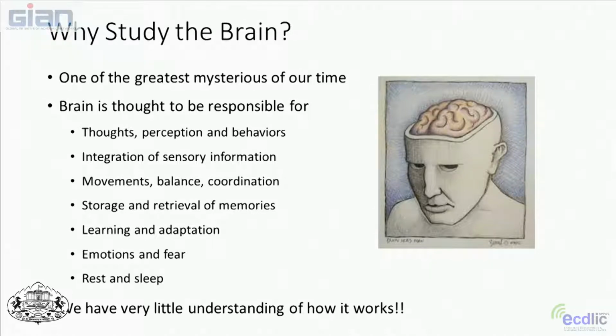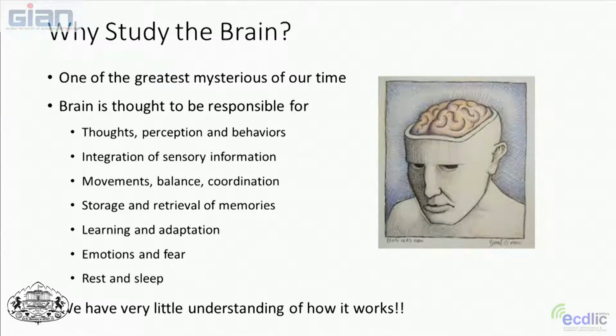Our brain takes in constantly sensory information from all around us. It integrates this and creates the model world that we see and interact with every day. Our brain is responsible for our movements, our balance, our coordination. It is responsible for storing and retrieving memories, for learning and adapting to our environments. It's responsible for our emotions and our fears. These things often help us in our environment to be cautious of things and feel a different way about things and keep us safe. And our brain is also responsible for sleeping and resting of the body.